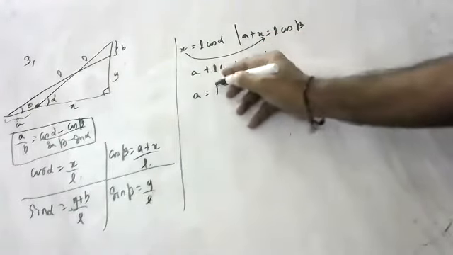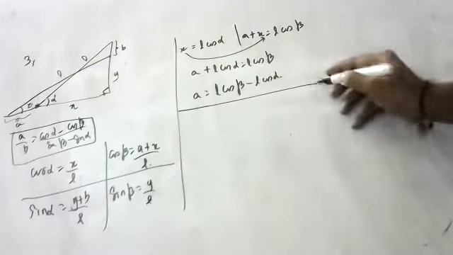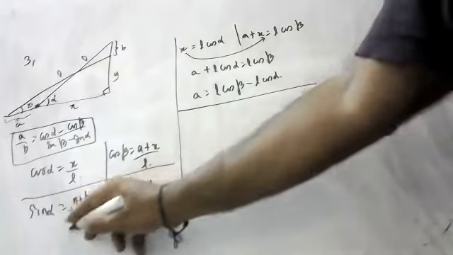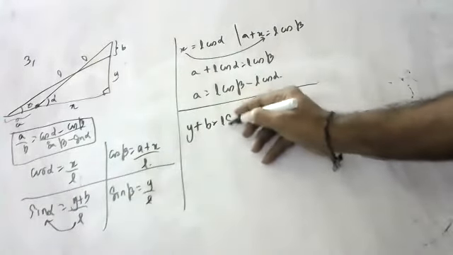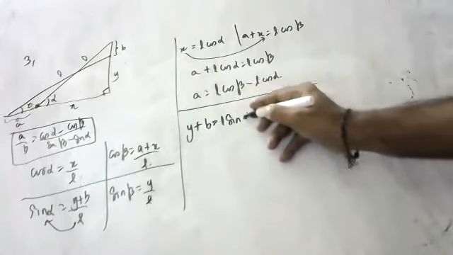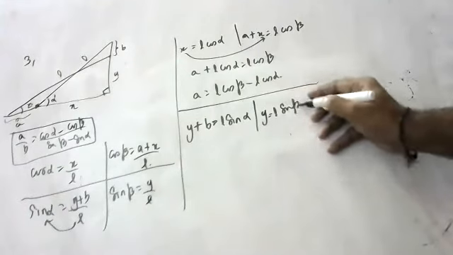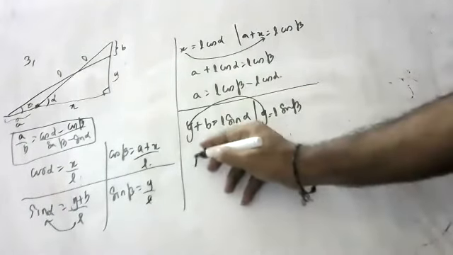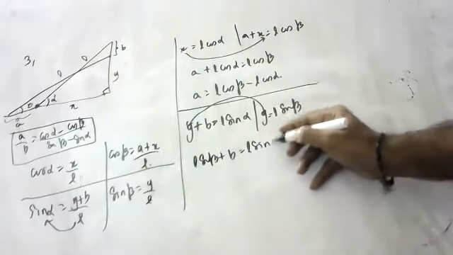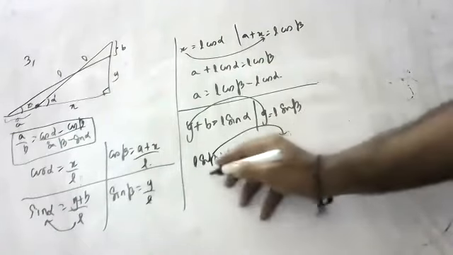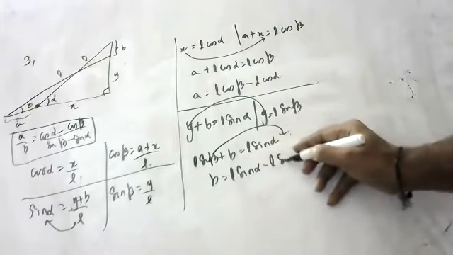A is equal to L cos beta minus L cos alpha. This is over. Now in the same way, this one, children. What will it become? Y plus B is equal to L sine alpha. Y is equal to L sine beta. Put Y here, children. L sine beta plus B is equal to L sine alpha. Keep doing, children. Don't sit idle. B is equal to L sine alpha minus L sine beta.